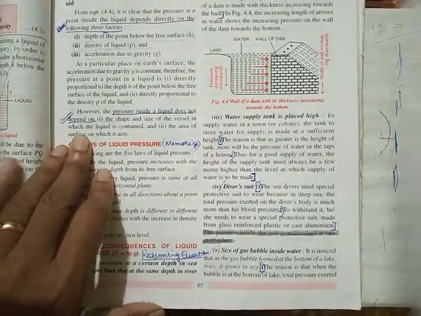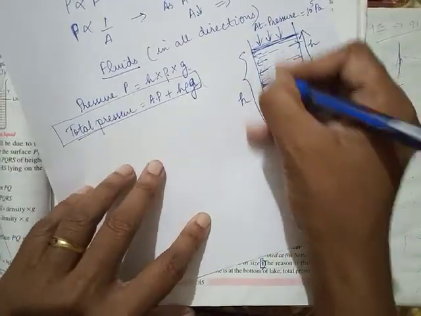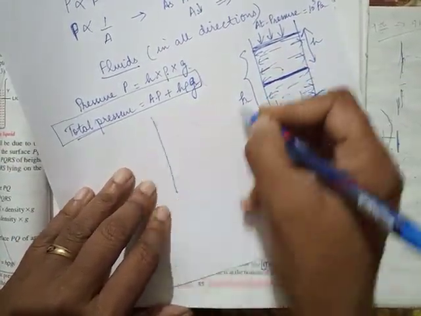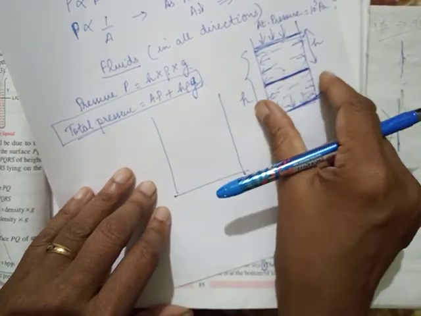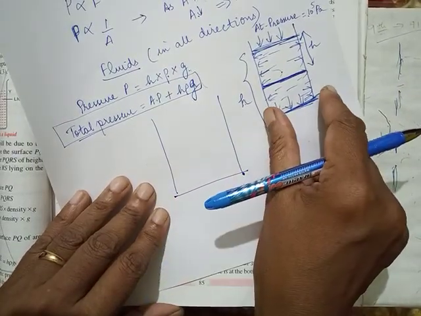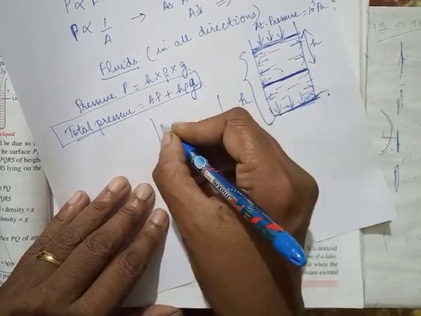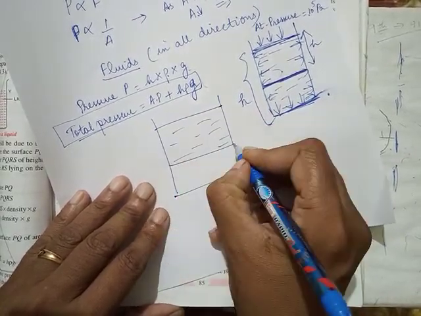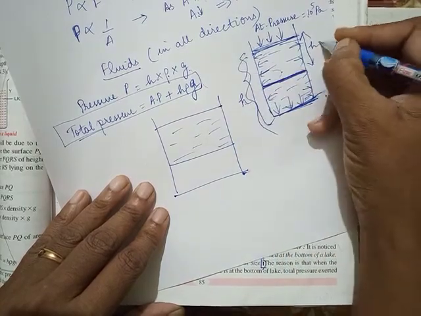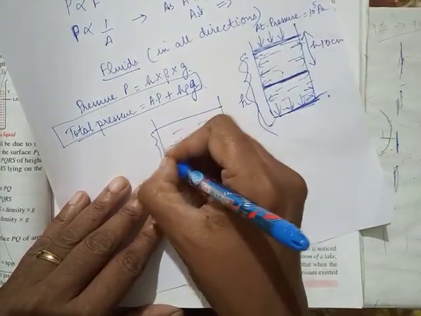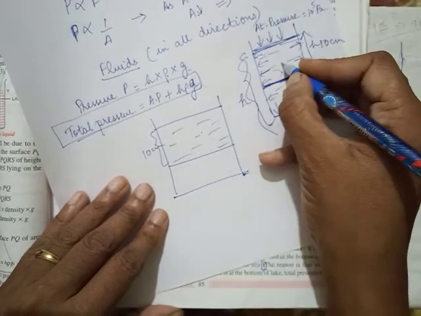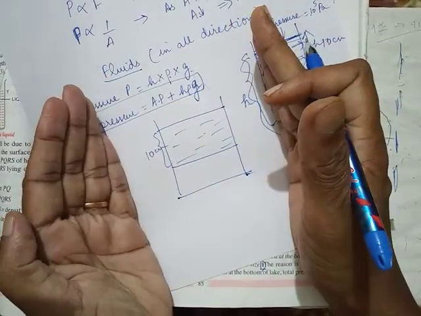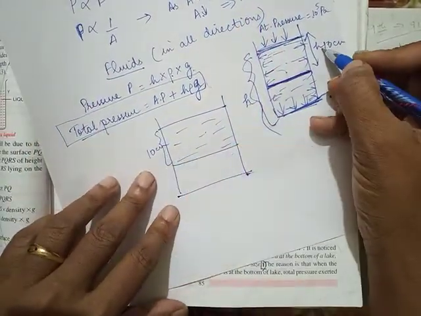Then factors that do not affect. There are some things that do not affect pressure. One is the shape and size of the vessel. I could have a broader vessel, and I have to calculate at the same height. Suppose you take this as 10 centimeter. The liquid is also the same, but the vessel is broader, and the height is again the same.